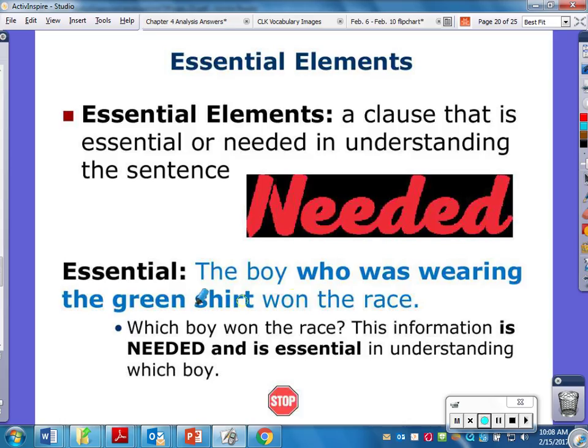Here is our example. The boy who was wearing the green shirt won the race. Which boy won the race? Oh, the one who was wearing the green shirt. This is essential in understanding who the boy is. So, we don't need commas. When you have an essential element, commas are not needed.